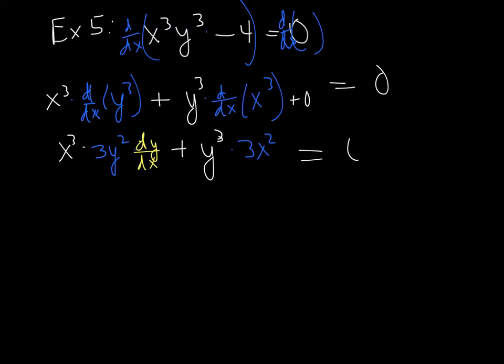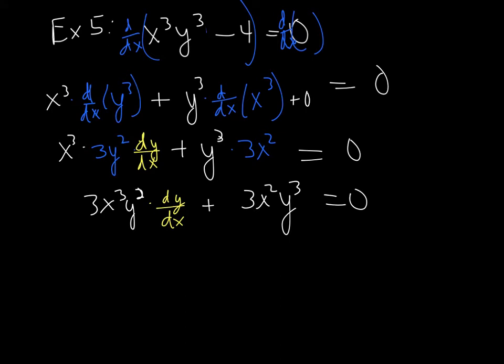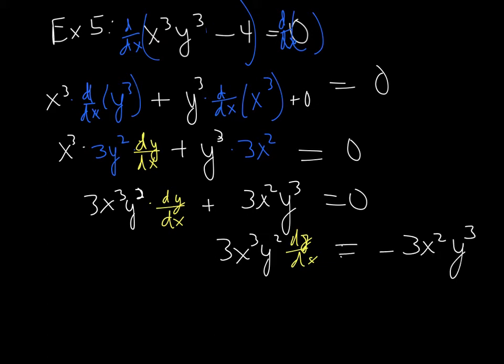So finish that off, equal to 0, and now let's just tidy things up and see what we've got. So I've got 3x cubed y squared times dy dx. I'm going to leave that in yellow just so I recognize what I'm solving for. And then plus 3x squared y cubed equal to 0. Maybe you didn't need to do that step. I just needed to organize things a little bit. And now I'm going to solve for dy dx. So I'm going to get 3x cubed y squared dy dx, just pretend that's a y, equal to negative 3x squared y cubed, because I subtracted that term to the other side, and now I'm going to divide by my 3x cubed y squared.